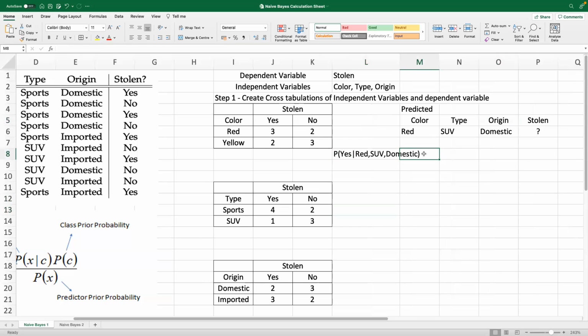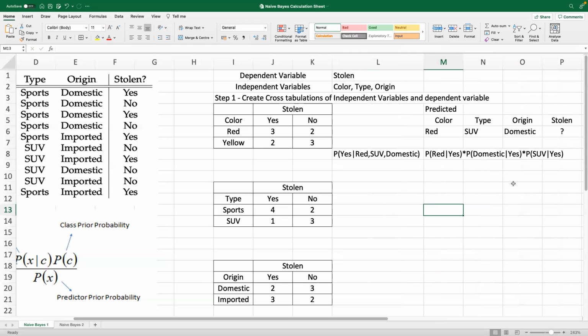So what is the formula? Formula is probability of red given yes, multiplied by probability of domestic given yes, multiplied by probability of SUV given yes. Similarly, we also have to calculate probability of no given each of these variables. That also has to be calculated. Whichever has the highest probability, that will be the stolen status. So first, let us calculate the probability of yes given these various arguments.